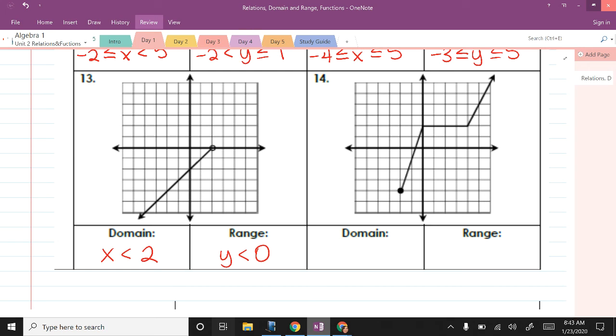Remember, domain is x's, range is y's. Yes, this is just practice. All right. We won't have a quiz on this till Monday. So I guess that means we're not practicing this week. Very good. At least we got it.